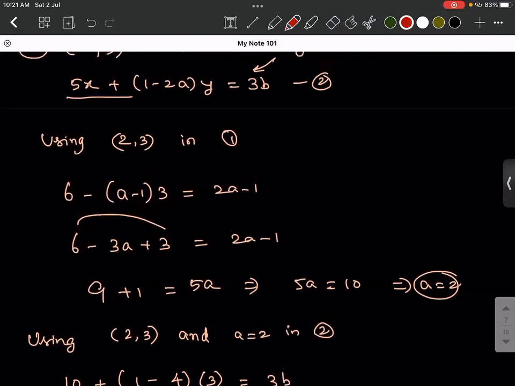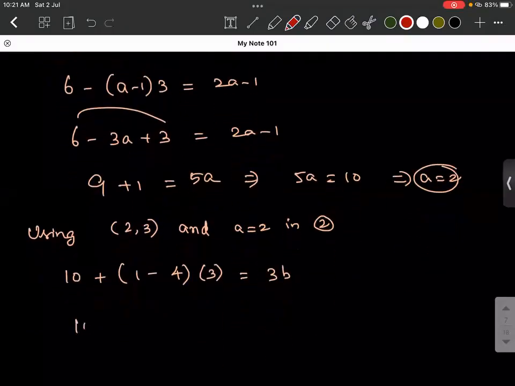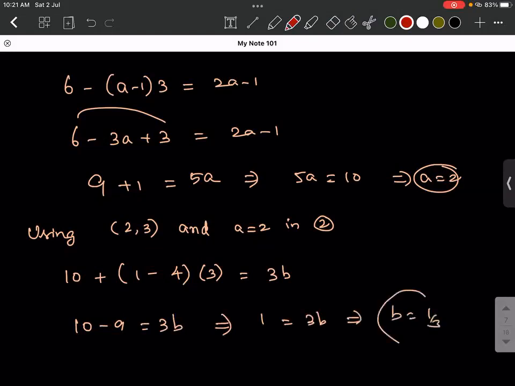So in this equation, I substituted 2, 3 and a also. When I did this, 5 into 2 is 10 plus 1 minus 2 into a is 2. So 1 minus 4 into y is how much? 3 is equal to 3b. So 10 plus minus 9 is equal to 3b, which implies 1 is equal to 3b or b is equal to 1 by 3.